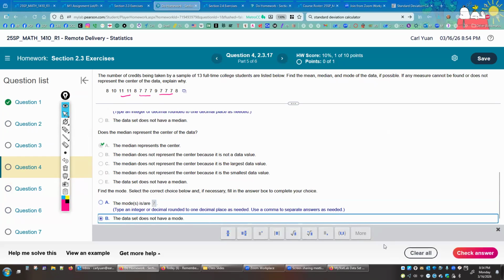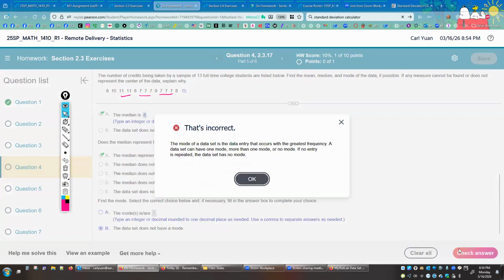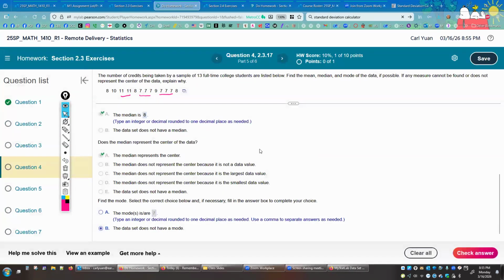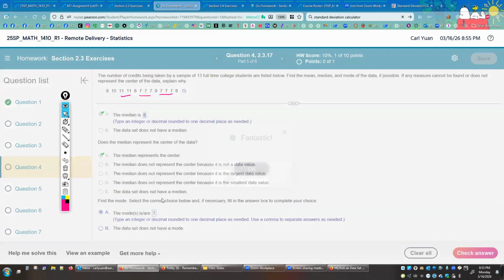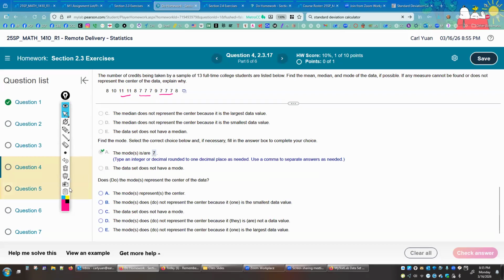All right, let's check that. That's not right. 1, 2, 3, 4, 5, 6. That should be the 7. That should be 7. The modes is or are. Why is it not 7? I think I need to click A. That's why. I don't know how I clicked on B, but it's supposed to be A.